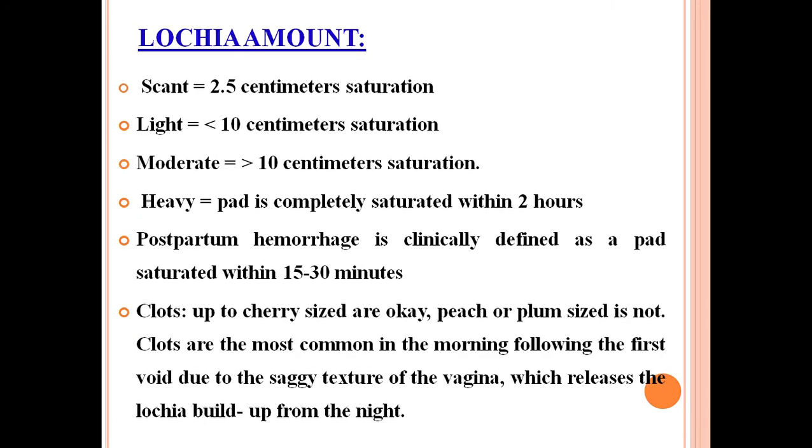Lochia amount: scant is 2.5 centimeter saturation, light is less than 10 centimeter saturation, moderate is less than 10 centimeter of saturation, and heavy is a pad completely saturated within 2 hours. Postpartum hemorrhage is clinically defined as a pad saturated within 15 to 30 minutes. Clots up to cherry sized are okay. Peach or plum sized is not normal. Clots are most common in the morning following the first void due to the saggy texture of the vagina, which releases the lochia built up from the night.